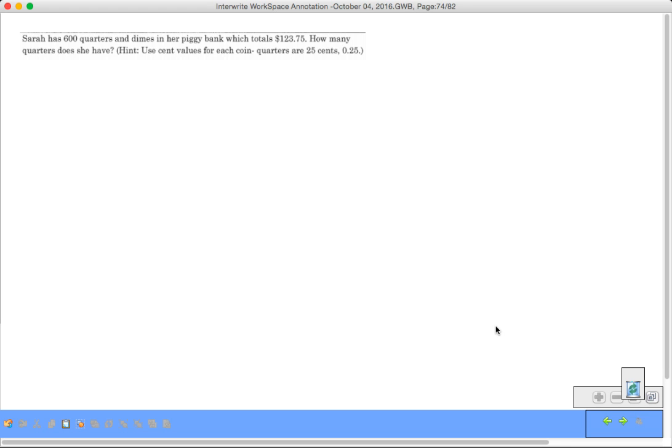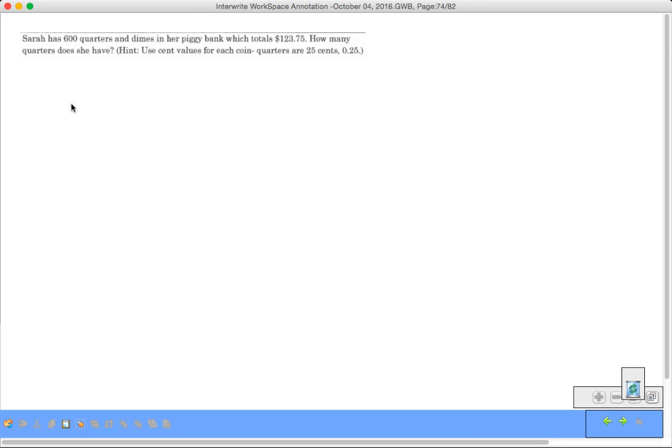Take a second and write this down. Pause it if you need to. Sarah has 600 quarters and dimes in her piggy bank, which totals $123.75. We want to know how many quarters she has.